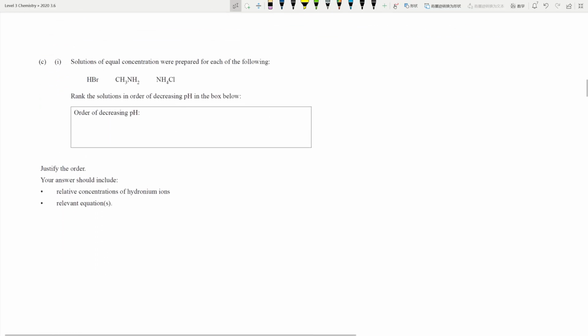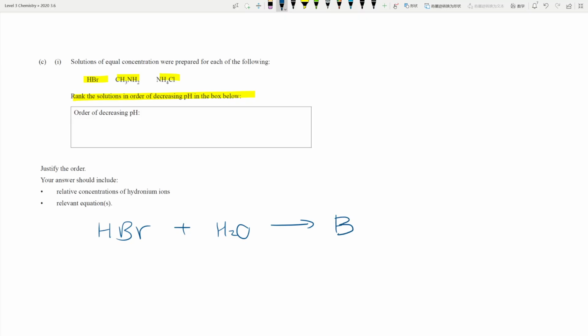All right, next part. Solution equal concentration. So we know these are equal concentrations: HBr, CH3NH2, NH4Cl. Rank the solutions in order of decreasing pH. So which one has the highest pH? Let's just look at the equations first. HBr is a pretty decent strong acid, so this will completely dissociate into Br minus plus H3O plus.